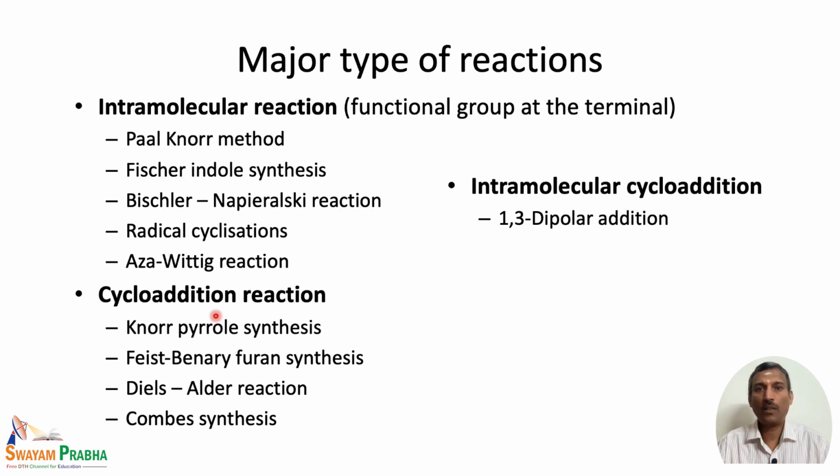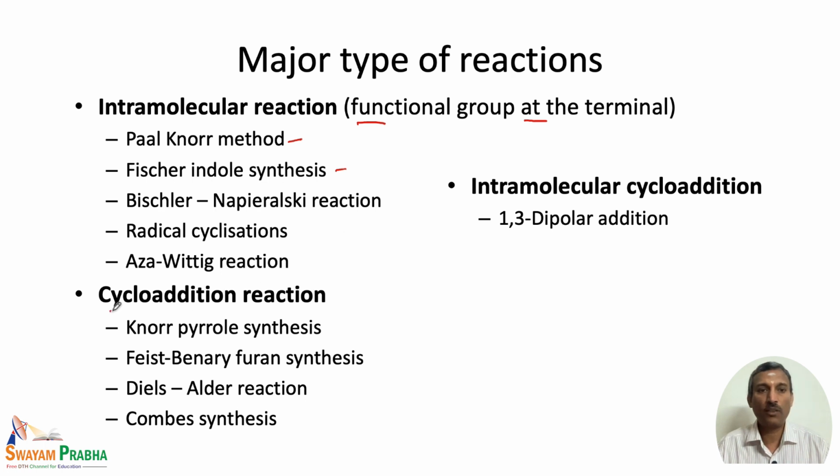So, there are major types of reactions we will be looking at. The first one is intramolecular reactions. Here the functional groups are mainly present at the terminal. Some of the examples include the Paal-Knorr method, Fischer indole synthesis, Bischler-Napieralski reaction, radical cyclizations and aza-Wittig reactions, and many of these reactions we will be studying in this particular session and in the future sessions also.